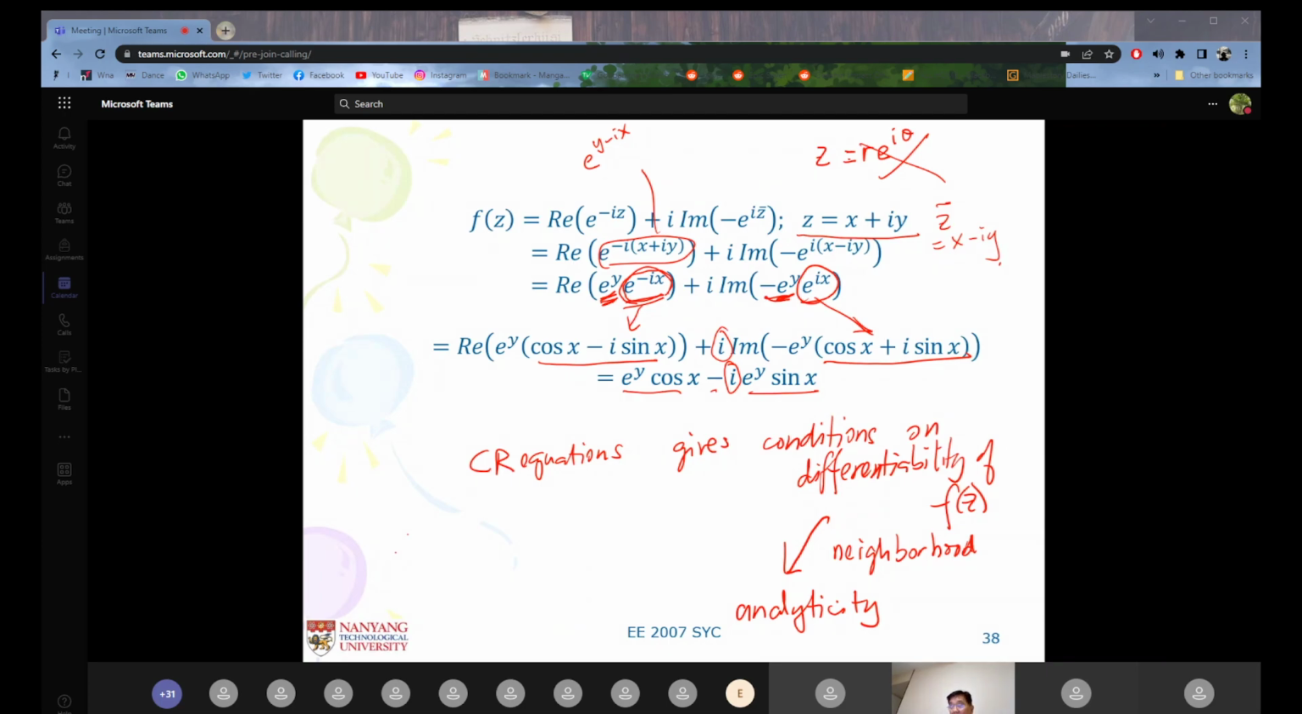Okay, very clear. I hope you have this concept sorted out, because based on the simple quiz, I still noted that many students are not able to get this concept right. You apply CR equations and already talk about analyticity? No. CR equations give you conditions on differentiability. And then to check analyticity, you need to check the neighborhood of every point where it's differentiable. Can you identify a small neighborhood at every point that is also differentiable? If yes, then analytic. If not, no. All right.